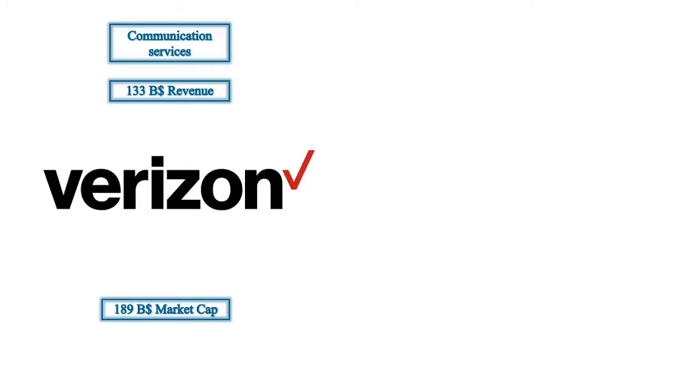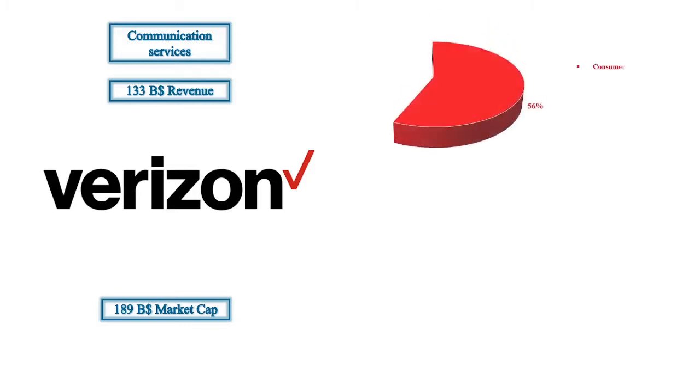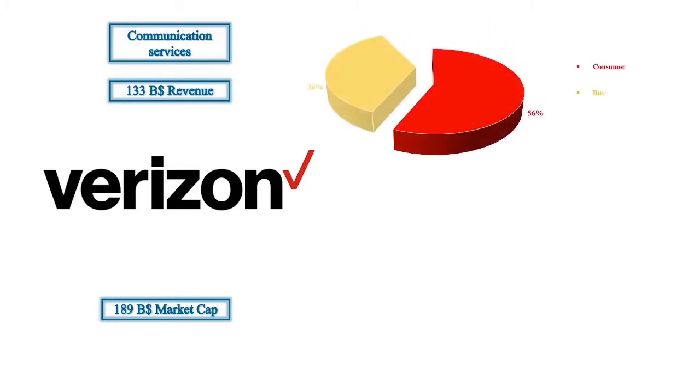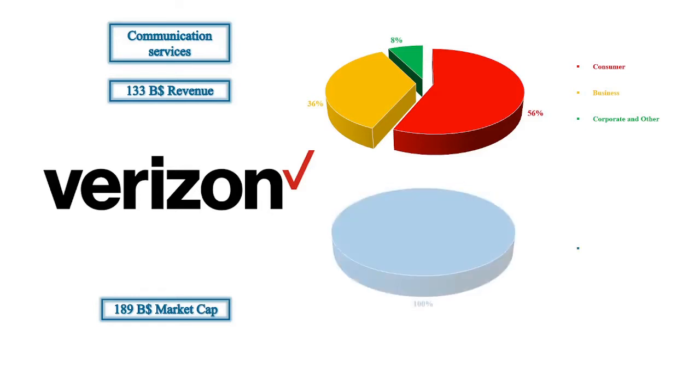The revenue of Verizon can be divided into three main segments, which are consumer with 56%, business with 36%, corporate and other with 8%. Regarding the geographical diversification of the company, there's not much to be said. Only that 100% of the revenue comes from the US.